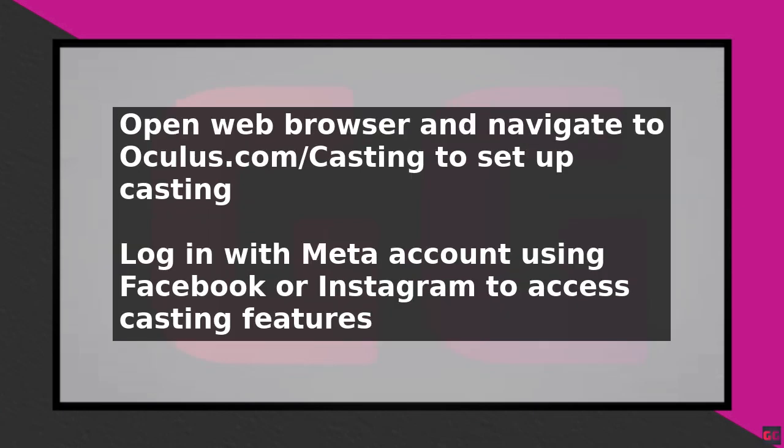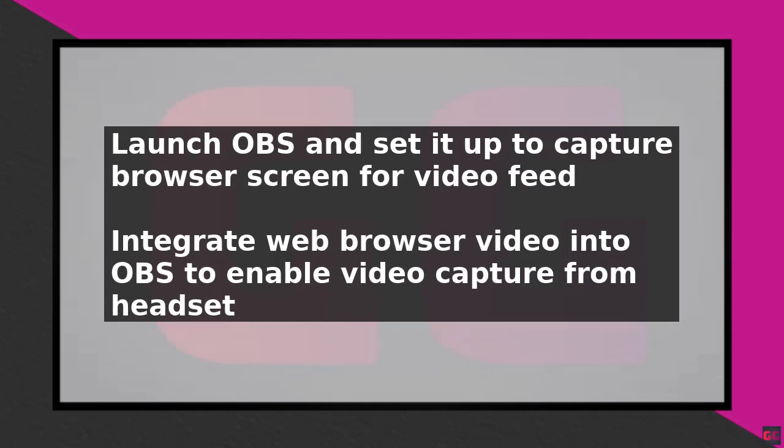You will be prompted to enter your streaming handle and choose where you want the chat to appear in your headset. Once you've set this up, press Continue. On your computer, open a web browser and navigate to oculus.com/casting. Log in with your Meta account using Facebook or Instagram, and follow the on-screen instructions.